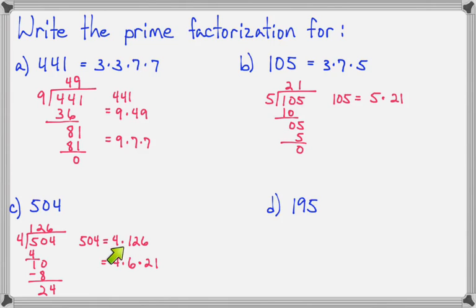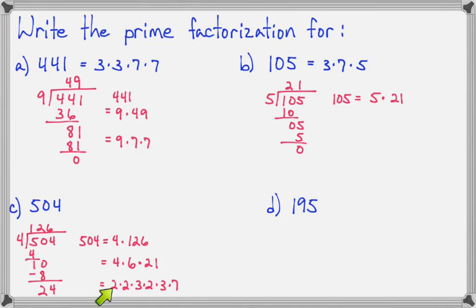Now 126, I can break down, and I don't have room to do the division here, but I look at 126 and I say, gosh, that's even. And also 1 plus 2 is 3, and 3 plus 6 is 9. So 2 will go into it and 3 will go into it, so that means 6 will go into it. So I broke down 126 as 6 times 21. And then 6 is 2 times 3. 4 is 2 times 2. 6 is 3 times 2. And 21 is 3 times 7.